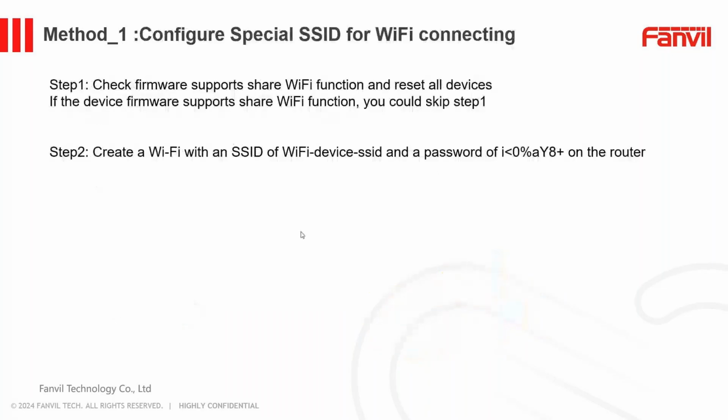So here, the first step we need is to check the firmware. As mentioned in the previous table, the firmware that supports the Wi-Fi sharing is the same firmware that supports the special SSID. The special SSID is the default SSID on your Wi-Fi phone. And you need to create a Wi-Fi with an SSID of Wi-Fi-device-SSID and use this password as it is the default password configured on the phone.